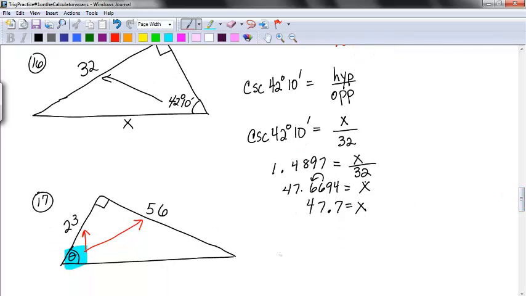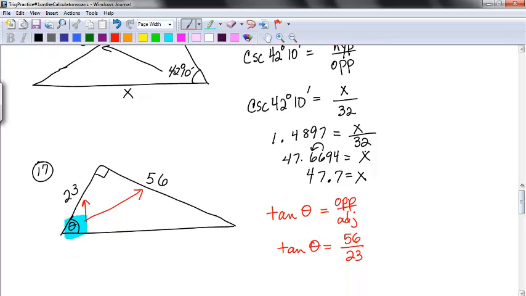So trig function, tangent. I'm going to do tangent of theta equals the opposite over the adjacent. So tangent of theta, my opposite side is 56, adjacent side is 23. Now, read that. Like I said, I fail a lot of times because I read it 56 over 23. It's really 56 divided by 23. So on your calculator, do 56 divided by 23.